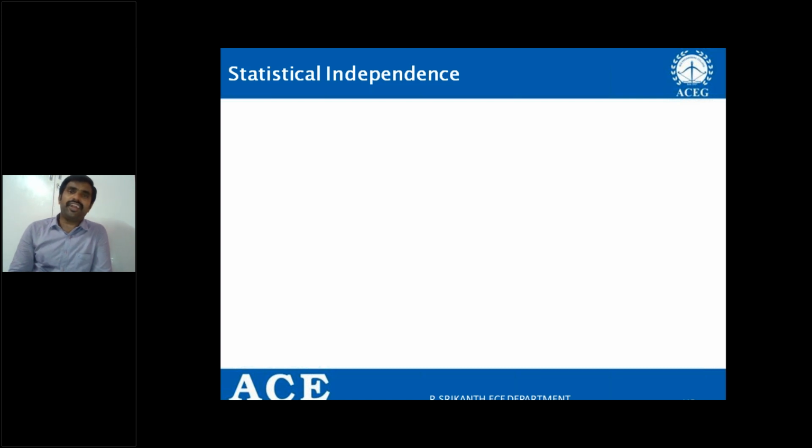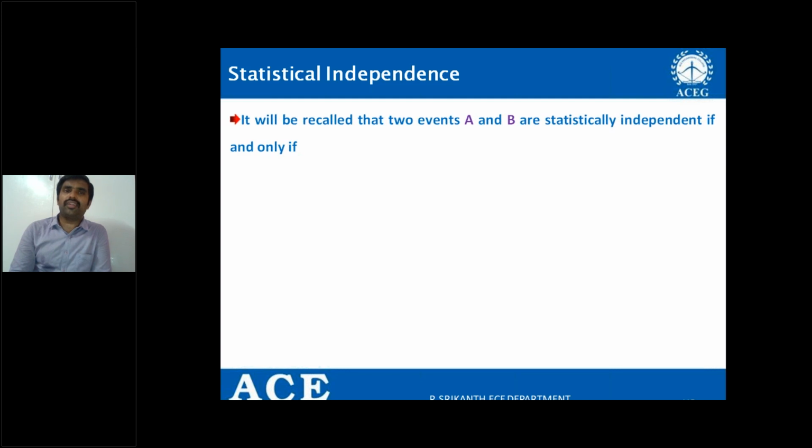That is, if I take event A and event B, when the two events are said to be independent, it will be recalled that two events A and B are statistically independent if and only if the joint event probability, that is P of A intersection B, equals P of A into P of B. If this condition is satisfied, you can say the two events are independent events, right?